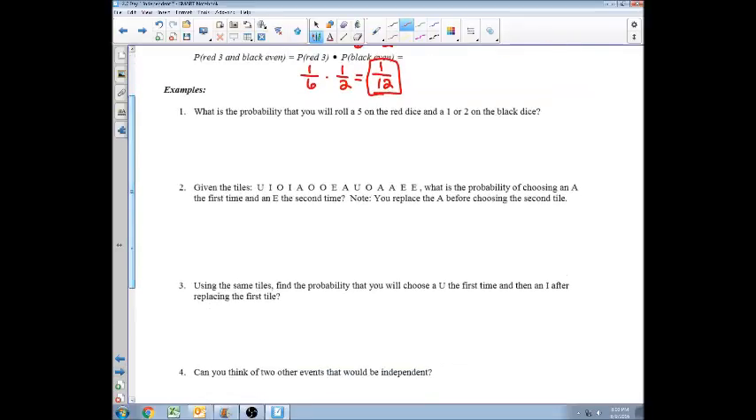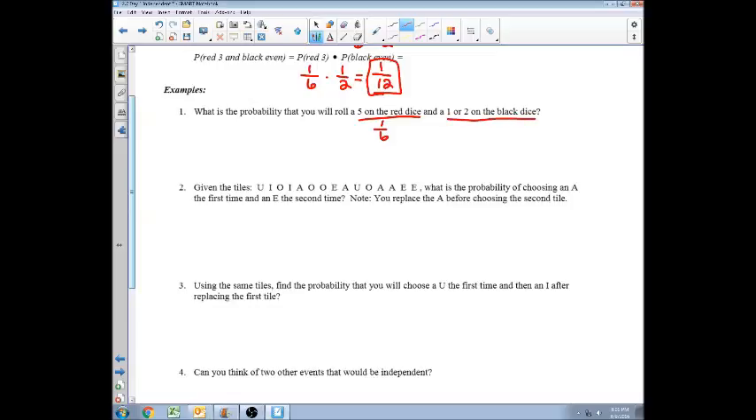What is the probability that you will roll a 5 on the red dice? So we're still with the red and black dice here. A 5 on the red dice and a 1 or a 2 on the black dice. Well, first off, the 5 on the red dice. How many sides of a dice have a number 5 on it? 1 out of how many sides? 6.